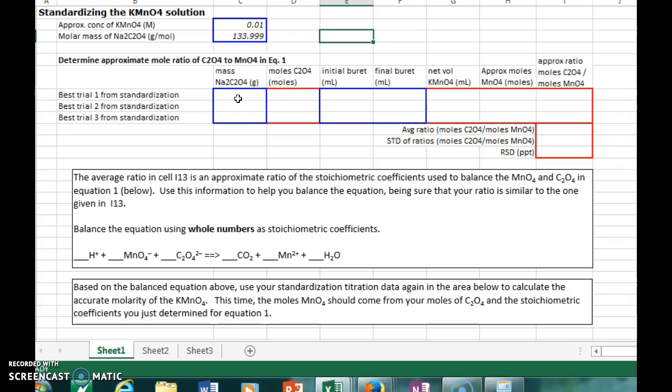Okay, so now I'm going to put in 3 trials. I am making these numbers up. You should not have the same numbers, but your manual does say that you should have between 0.08 and 0.09 grams of sodium oxalate. So that's what I am doing. The closer you can get these numbers to each other, the better off you will be when it comes to calculating relative standard deviation.